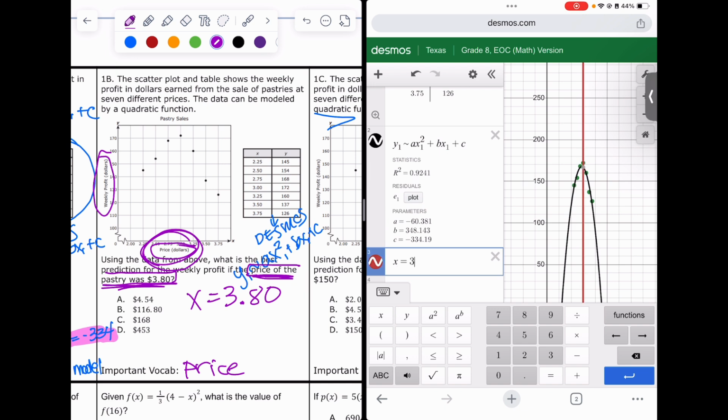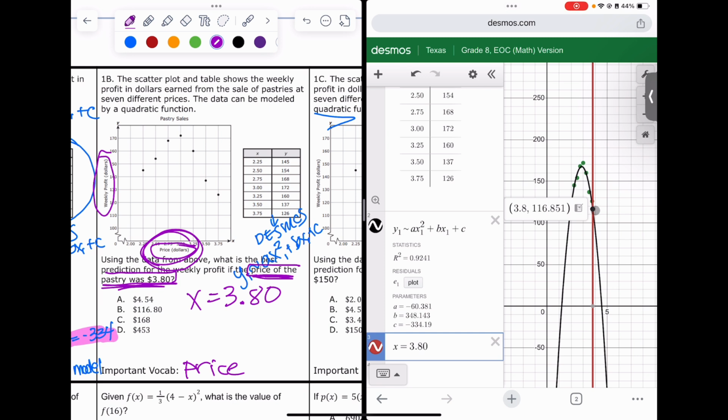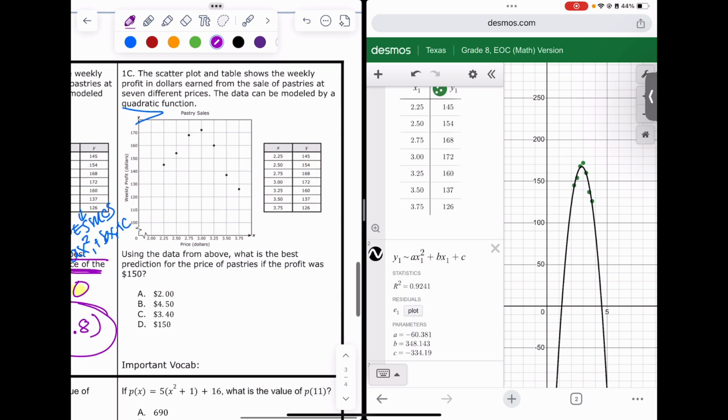x equals 3.80. And do you see this gray point on Desmos? That is what I want. This gray point right here is my answer. If I click it, it's got 3.8, comma 116.8. Now, I know these numbers are the same, so obviously the x value is not my answer. So that means the 116 would be my answer, which is B, the closest answer. Okay? Now, let's look at the next one.